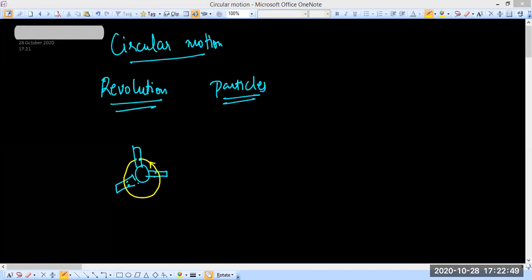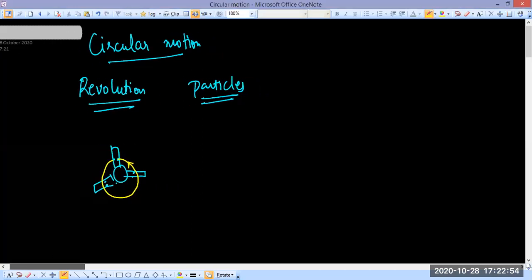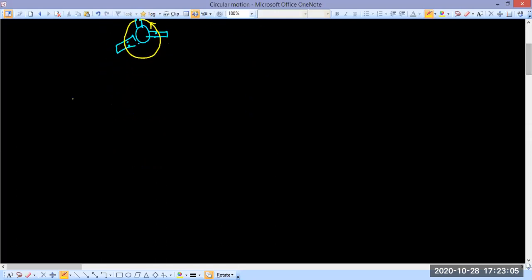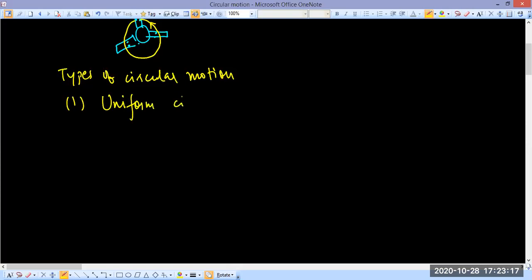Okay, so now when we talk about circular motion, it is important to classify it into two categories, right? Two types of circular motion. Number one, okay, types of circular motion. Number one, uniform circular motion. And number two, non-uniform circular motion.